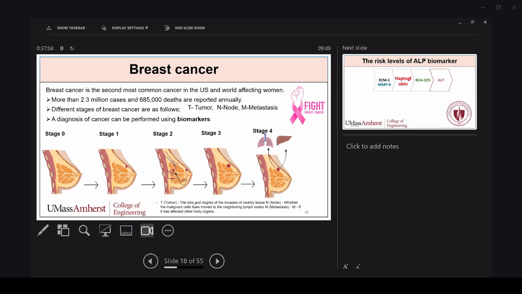So these are the different stages of cancer. For any cancer, there are different stages: lung cancer, pancreatic cancer, breast cancer, oral cancer. For any type of cancer, there are stages.